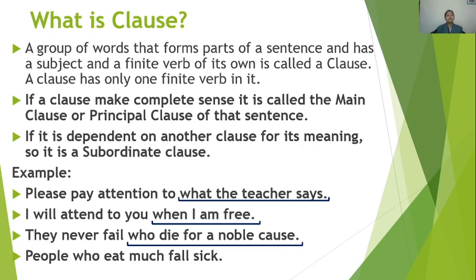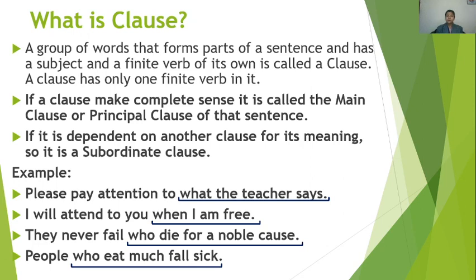Okay, now: people who eat much fall sick. Here, children, "people" alone is my noun, and it has been modified by this complete group of words: "who eat much fall sick." This complete group of words is my subordinate clause, and this sentence has only one clause, because, as I told you, a clause is a group of words that makes complete sense.